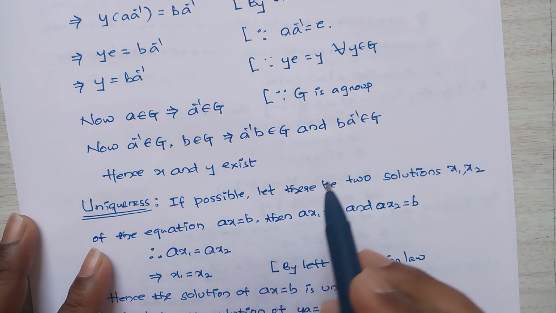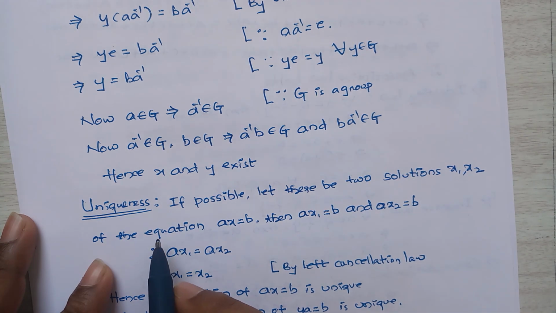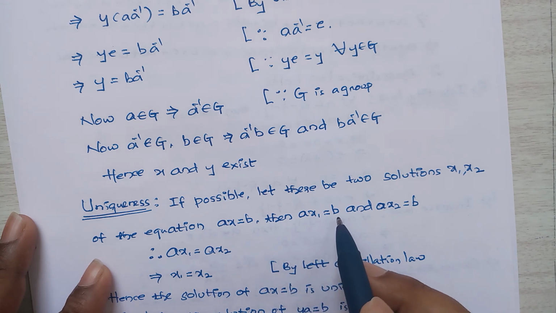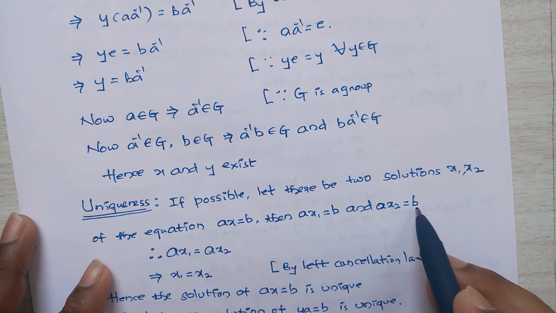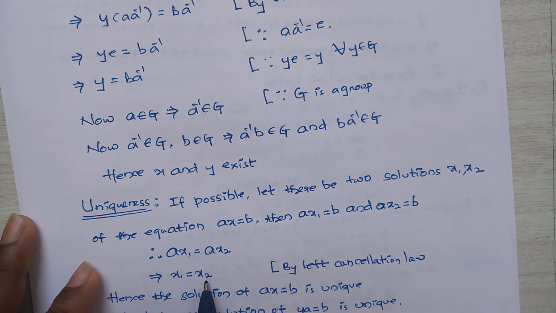If possible, let there be two solutions, x1 and x2, of the equation Ax is equal to B. Then Ax1 is equal to B and Ax2 is equal to B. So therefore Ax1 is equal to Ax2. That implies that x1 is equal to x2 by left cancellation law, so A vanishes, and what remains is x1 is equal to x2.